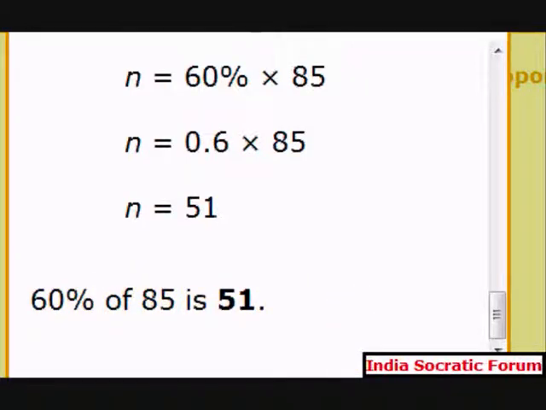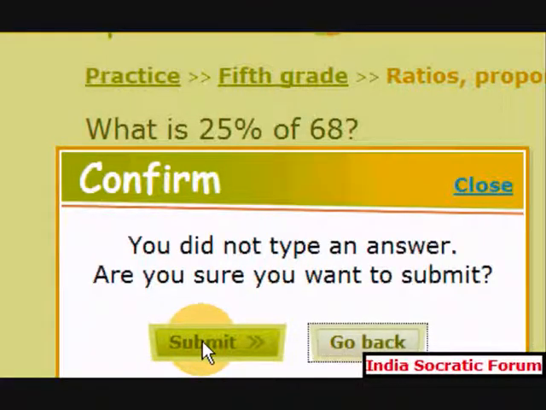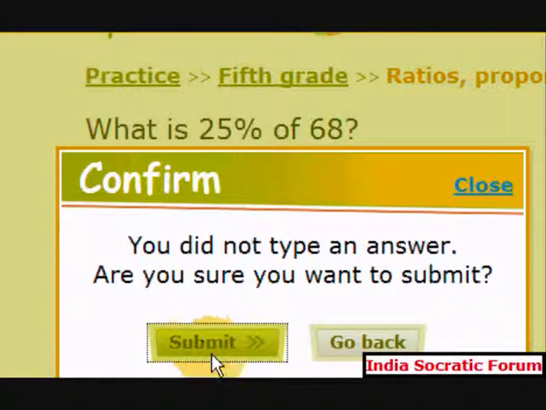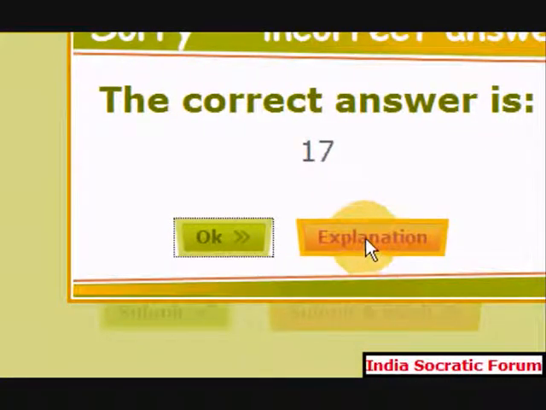Okay. What is 25% of 68? Remember the previous way and pause the video and do the sum. The answer is 17. Let's see how we got it.